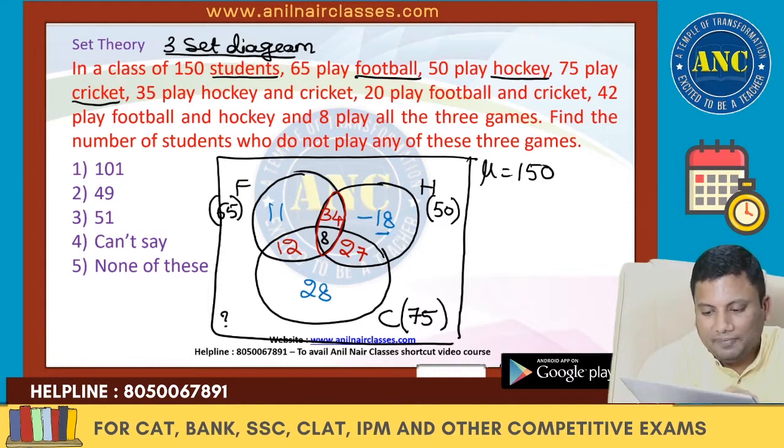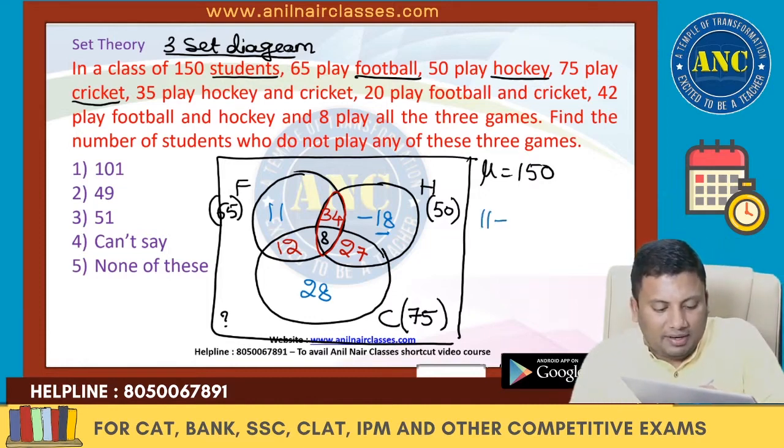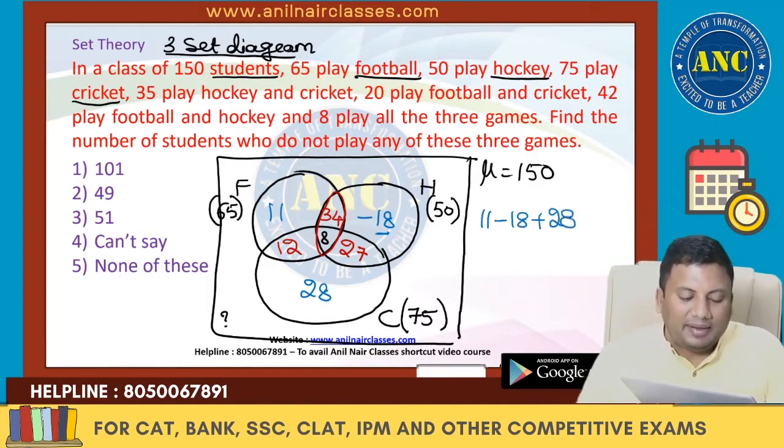Hockey is 50. 8 is playing. Hockey and cricket is nothing but 35. 8 is nothing but 27. Football and hockey, it is 42. So what is this value? 11 minus 18 plus 28, right?